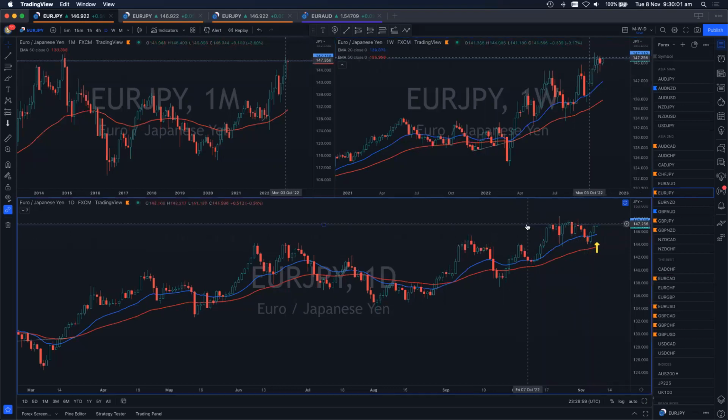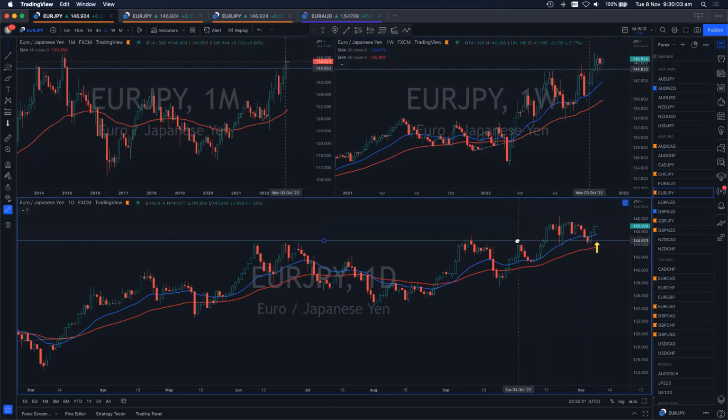So we can just draw a level in there. This is the last highs, the bodies of the candles. That's exactly the level that it rejected there. So that's why it rejected it. And you may go back in time and find that's an important level as well.